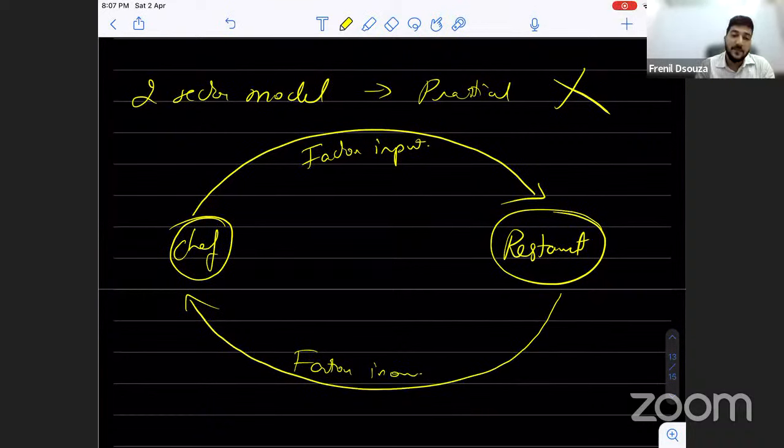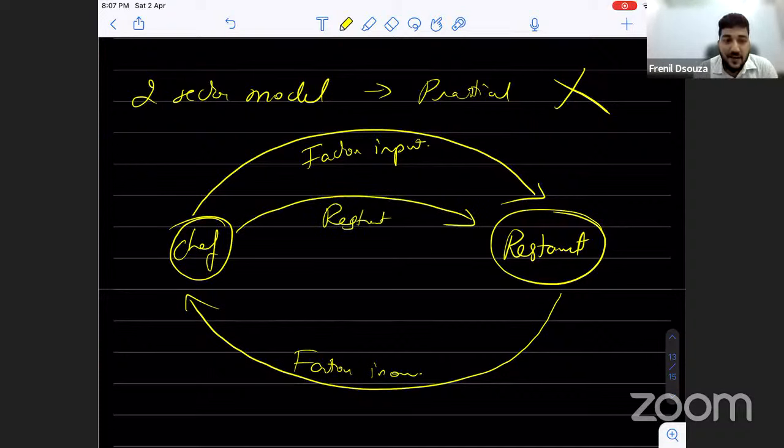Now, what happens in the two sector model? Once he gets the income, he is going to give that income to the restaurant. Why? Because he's hungry. Everybody gets hungry. There are only two sectors in the economy, chef and restaurant. You cook, they give you money. Now you give them money and they'll give you food.